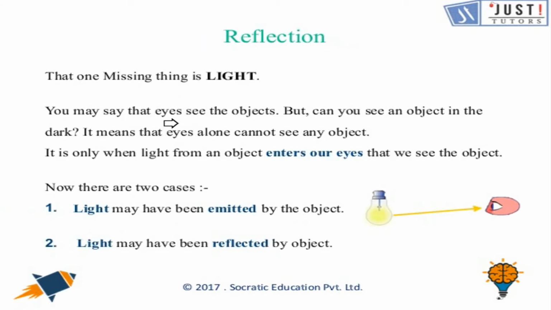So yes, only eyes can't help us to see the objects. We need the light that helps us to see the objects, as light from an object enters our eyes and then we are able to see the objects. So now we have light in two cases. Light may have been emitted by the object or light may have been reflected by the object. So that was about reflection.